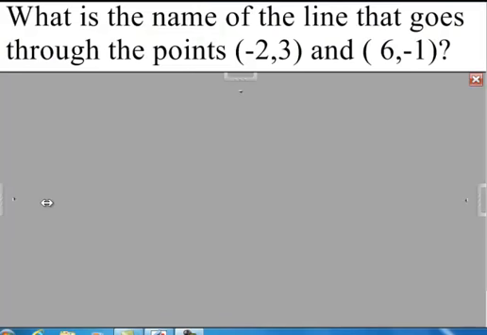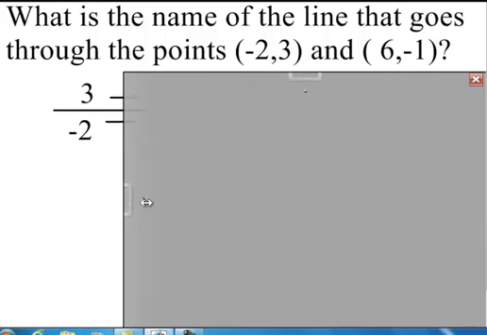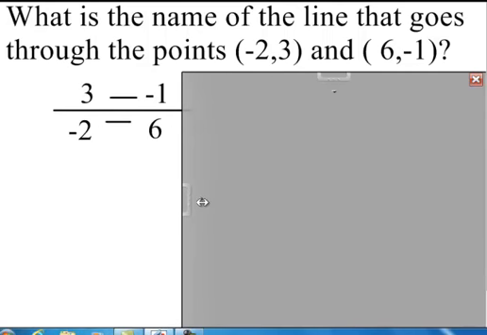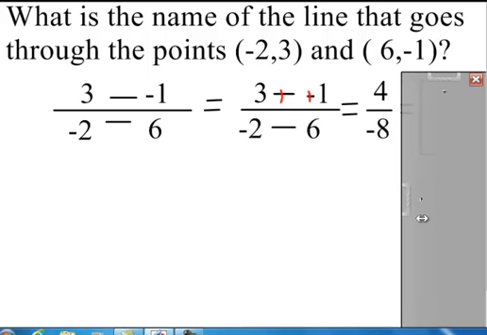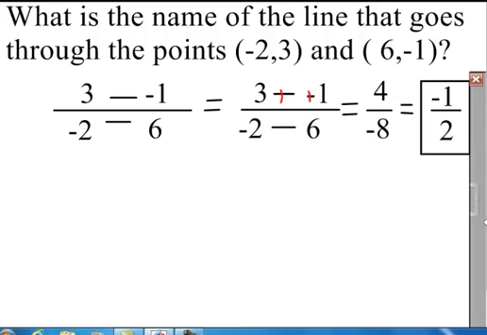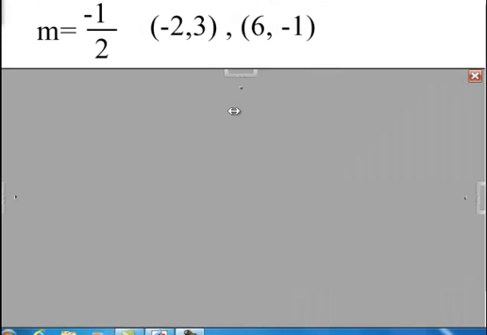Since our topic's about linear equations, why don't we get back to our example? We want to know the name of the line that goes through the points (-2, 3) and (6, -1). Remember, the only thing we can do at this point is find slope. So we're going to use the change in y's over the change in x's. Remember, subtracting a negative is add the opposite, so we end up with 4 over -8, which reduces to -1/2. So our slope is -1/2.